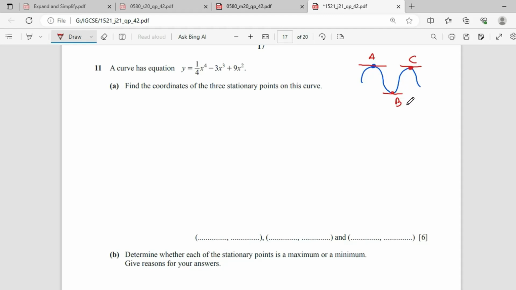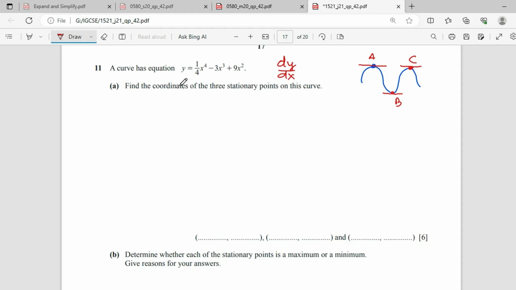Whenever we have to identify a stationary point, the gradient or the slope at that point will be 0. But for a function, how can we find the gradient? For a function we can find the gradient by using dy by dx. That means if y is given and we differentiate this function with respect to x, whatever value we get, if we equate it to 0, then we can say that is the stationary point.